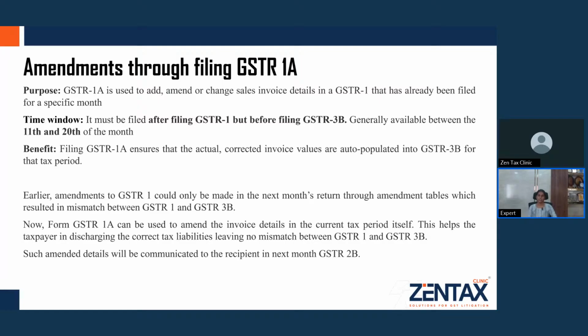That is, if a registered person, a taxpayer, filed the GSTR-1 on the 11th of the subsequent month, he has time till the 20th, which is the due date for filing GSTR-3B. In between this period, in case he finds any error or omission or any addition to be made to the GSTR-1 details, he shall use form GSTR-1A and make all these changes before filing GSTR-3B. This will result in the accurate declaration of tax liabilities in GSTR-3B.